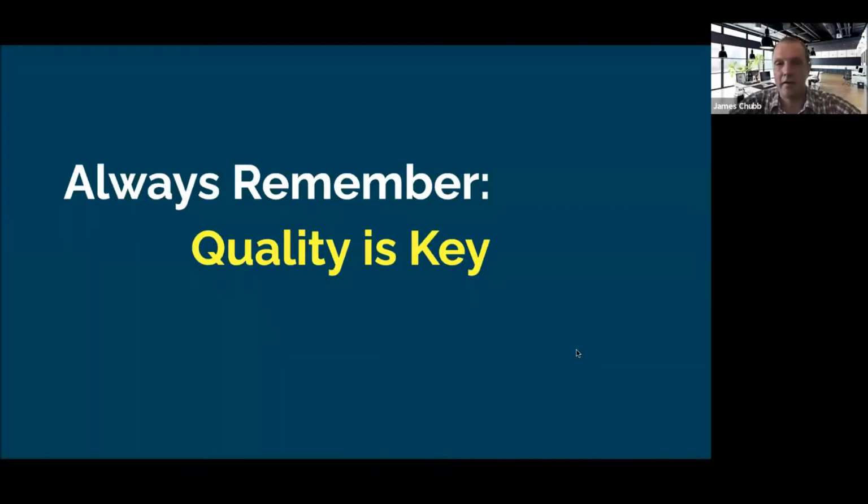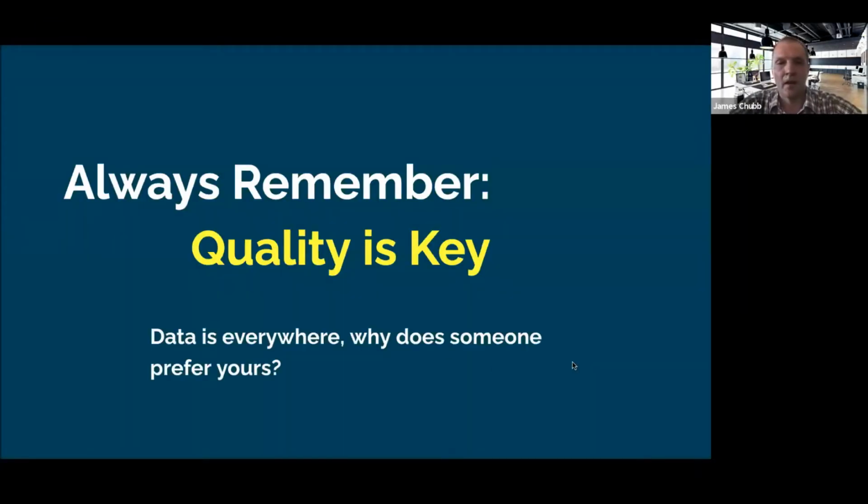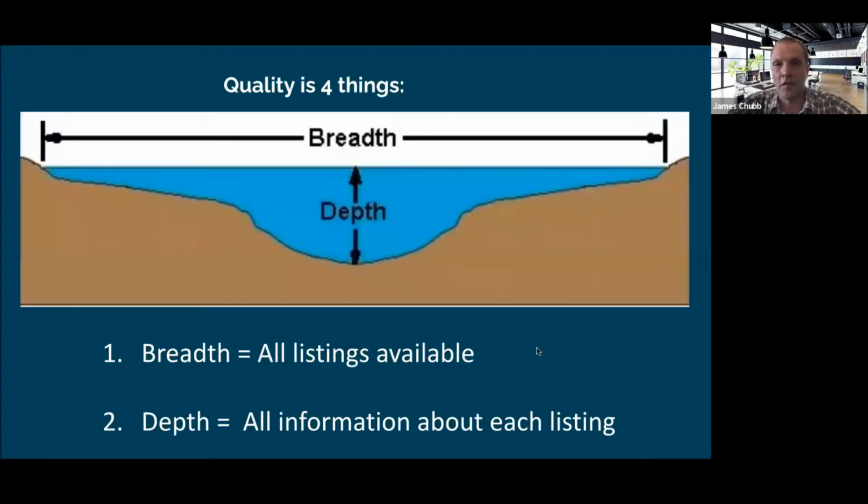And so the quality of the data is really key. Data is everywhere. Why does somebody prefer yours? So the quality comes down to 4 different things. The breadth is all of the listings available. Do you have coverage for every possible listing out there for your segment? And then the depth, the quality of listing, the depth of the information.